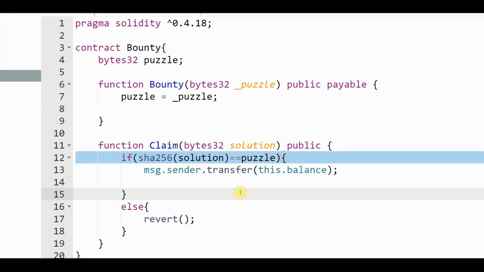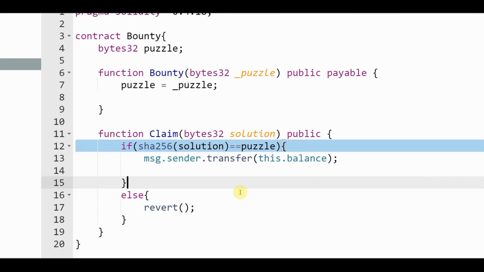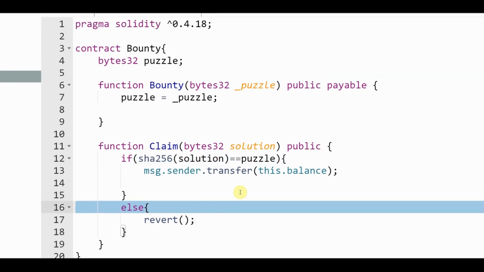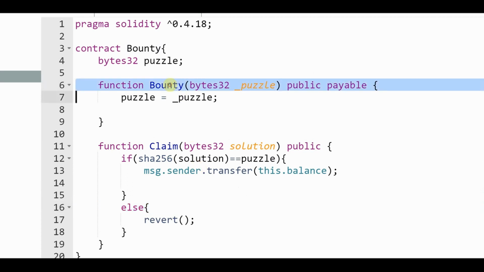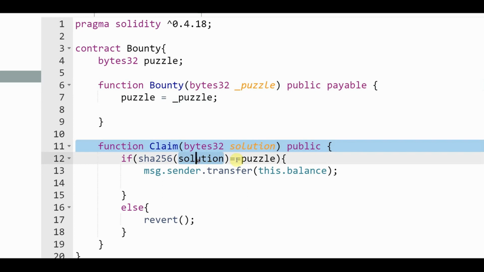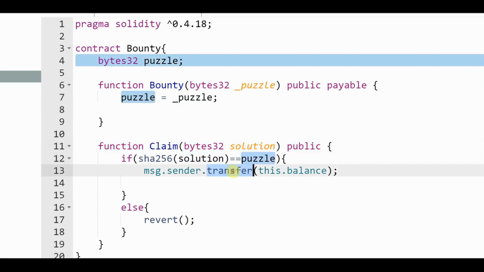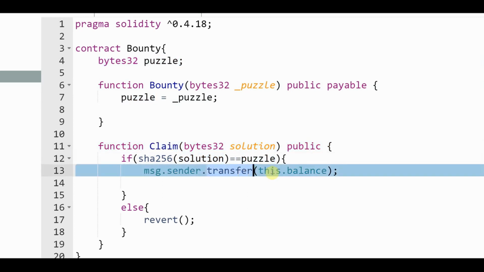So now, as you can see, we're using Solidity with compiler version 0.4.18. We have the contract called Bounty, where somebody advertises a puzzle, and when someone knows the solution, he would claim the reward. You can see the bounty creating the puzzle, and we can see the claim where we're checking the solution, and if it fits the puzzle, we will send him the balance of this contract. How can this be exploited?